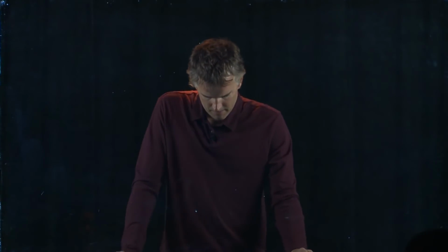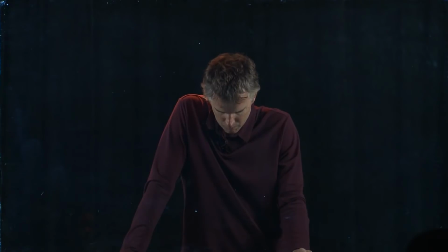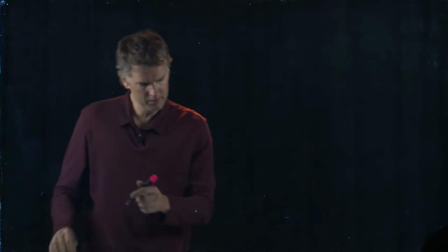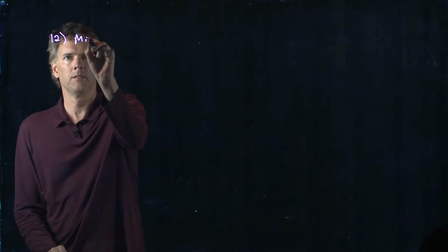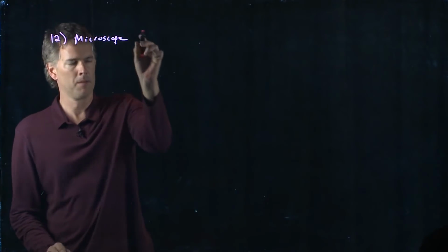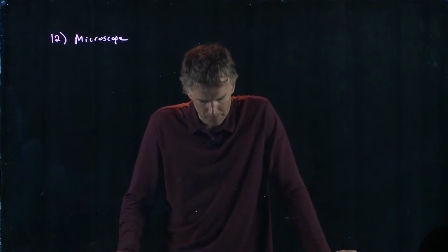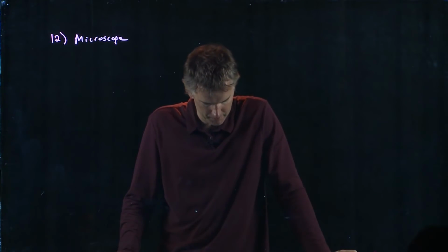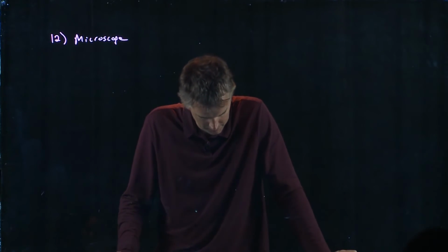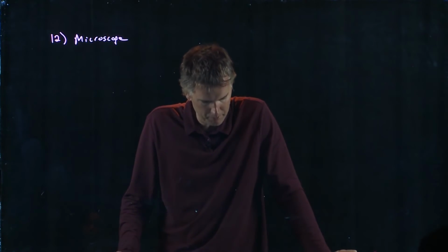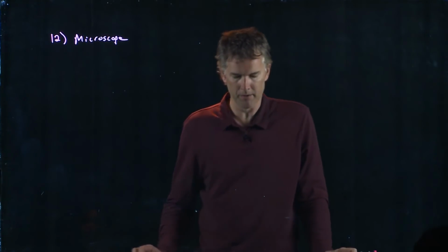Okay, so let's look at number 12. This is the microscope question. And this one says the following. A compound microscope has an 18-centimeter long barrel and an objective lens with a focal length of 8 millimeters. What's the focal length of the eyepiece to give a total magnification of 240? It's adjusted for minimum eye strain for persons with a near point of 25 centimeters.